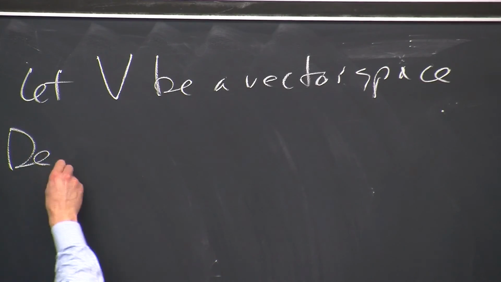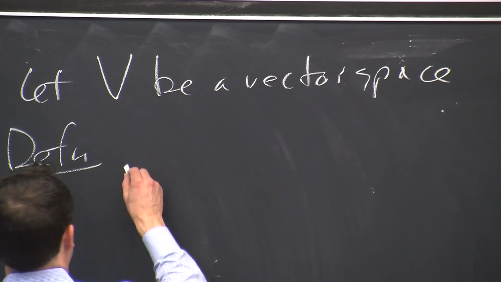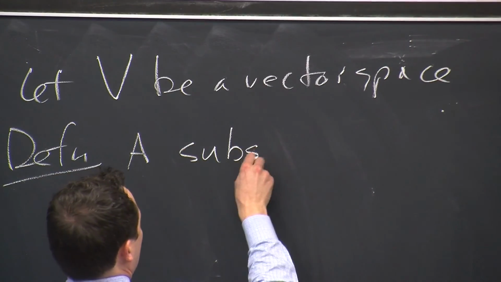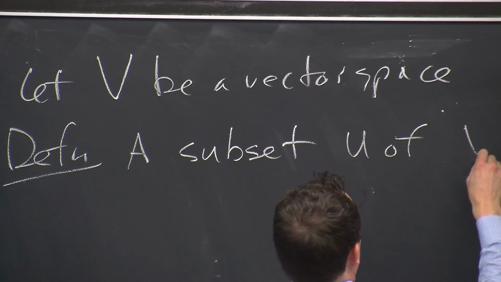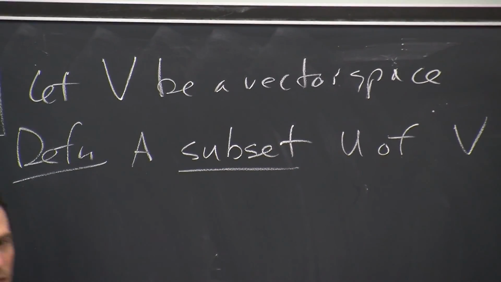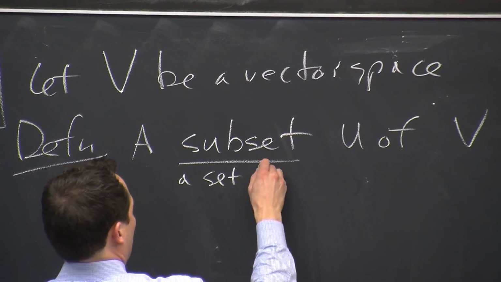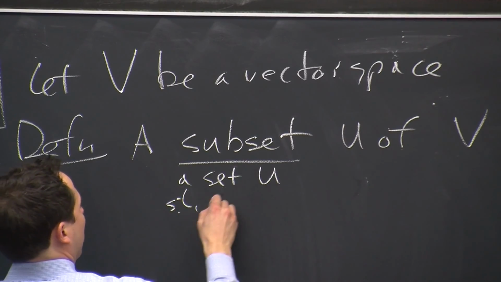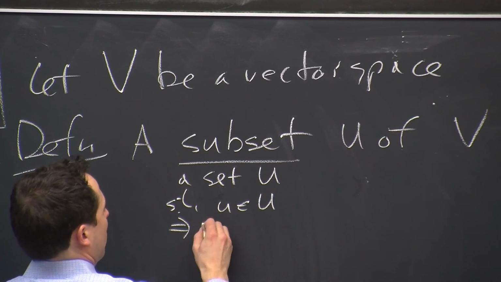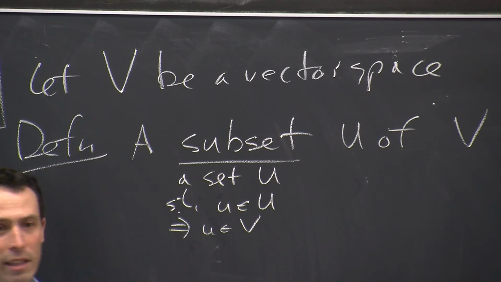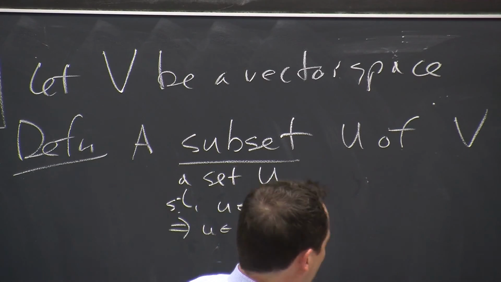We're going to define a subspace in terms of a subset and the definition of vector space. So a definition: a subset U of V, this vector space. And by a subset, I hope you all know what I mean by that. Just in case, we mean a set U with a property that any element of U is also an element of V. So that's a way to define what a subset is.